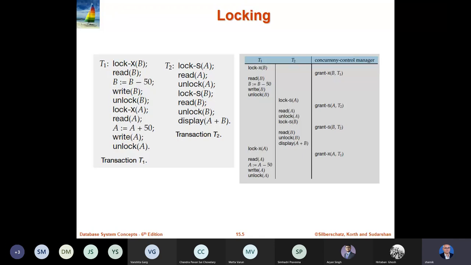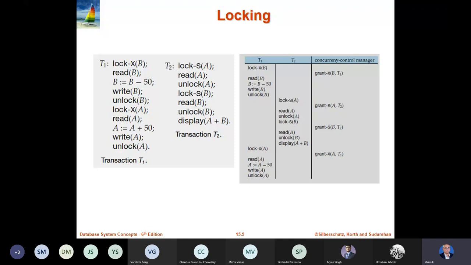And then P2 does lock S on A, and the concurrency control manager grants that. So P2 reads that value of A, unlocks A, then tries to lock B in shared mode, because P2 is only reading both, so it is taking shared mode. The concurrency control manager now grants the shared lock on B to P2, and P2 reads it and displays it. Then P1 locks A in exclusive mode, that is granted, and P1 reads the value of A, writes it, and then unlocks it.